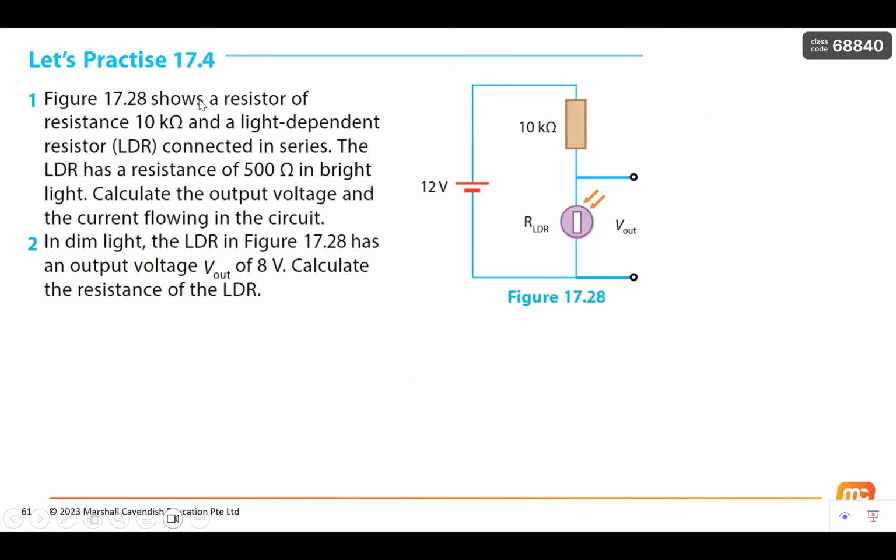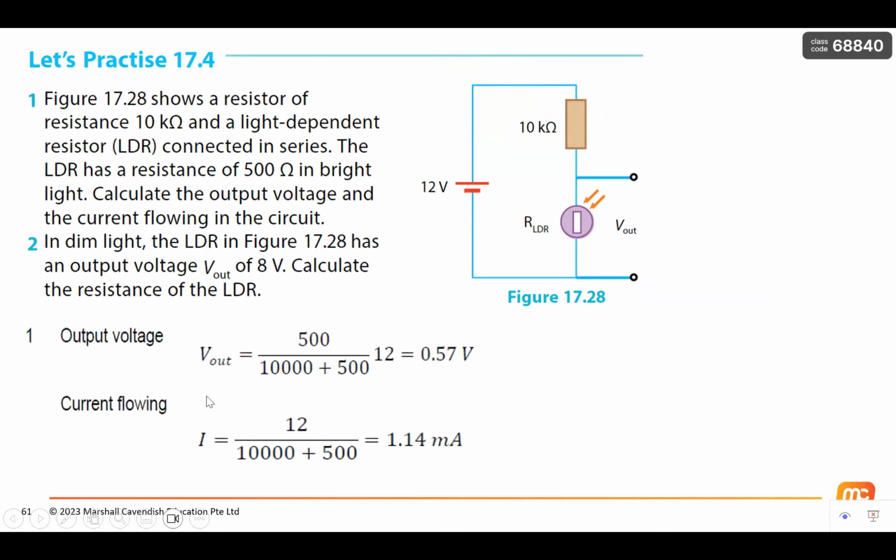Next question. Figure 17.28 shows a resistor of 10 kilo ohms connected in series with this LDR. This LDR has a resistance of 500 ohms in bright light. What is the output voltage and the current flowing in the circuit? So I want to find this V out. So I need the resistance here over the total resistance times 12 volts. This is the formula for the potential divider.